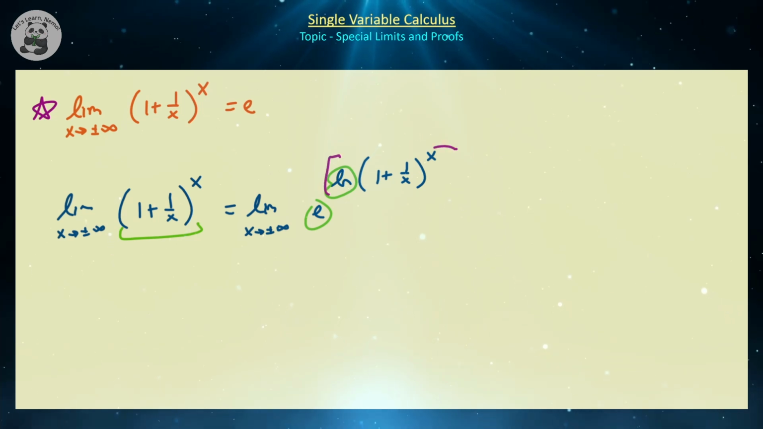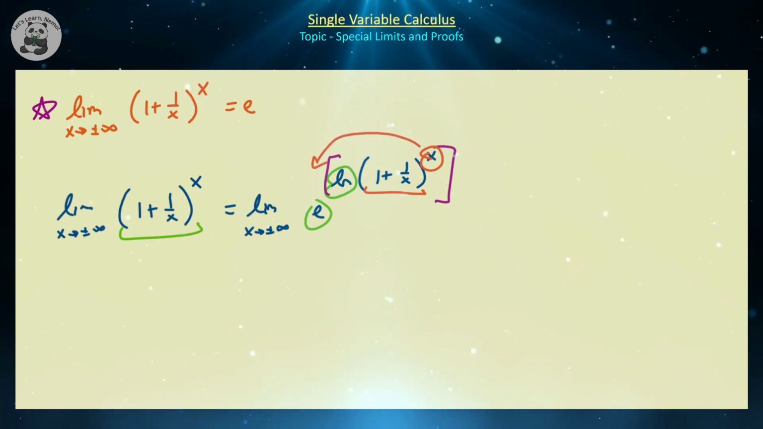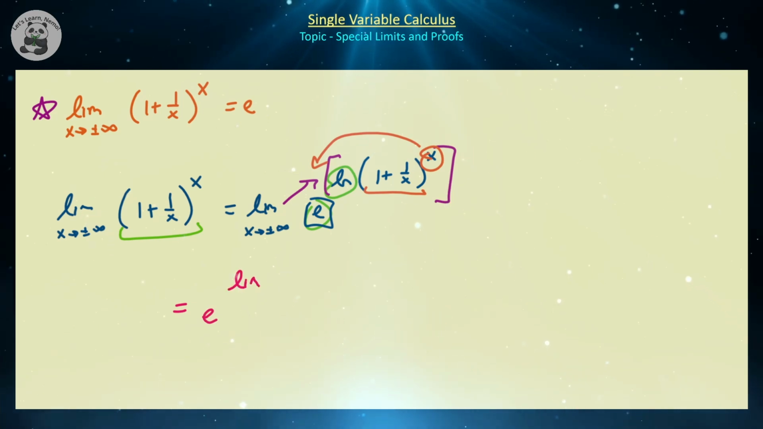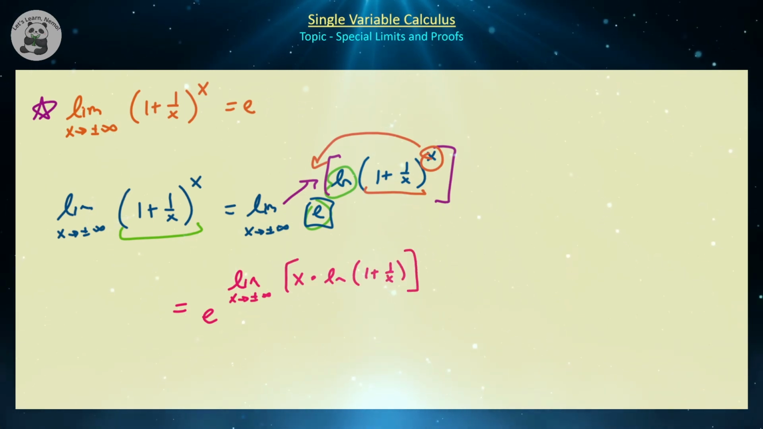Now, my focus is going to be this natural log expression. Here, this is the exponent of the argument of natural log. Therefore, I'm just going to drop that into the front. Once I do so, notice that e does not have any x's in it, so I can pass my limit into that exponent. So this is going to be equal to e to the limit as x approaches plus or minus infinity of x times the natural log of 1 plus 1 over x. So that's my expression there.